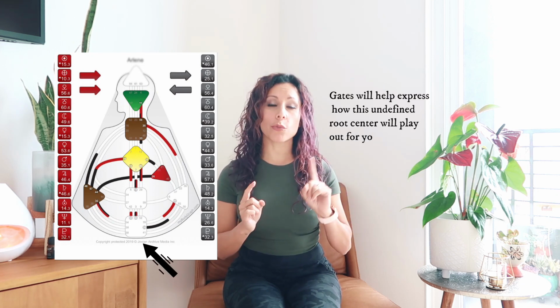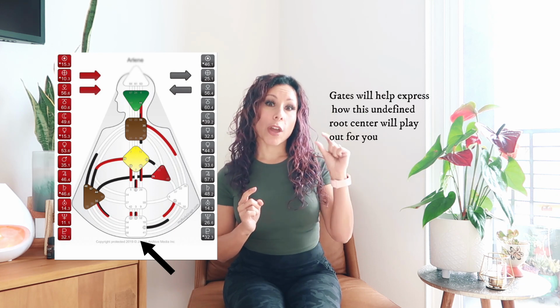Undefined basically means that it's white. And if it's white, then that means you only have gates coming to it. There are no channels. A channel would be like you see a link from that red square, and there's something coming out of it that links it to something else. That's a channel. So basically, if you're undefined, you don't handle pressure very well. I'm sorry, and I can agree with this because I also don't have mine defined. I do have a couple gates. And notice that even if it's white, those gates around it will help express how this plays out for you.